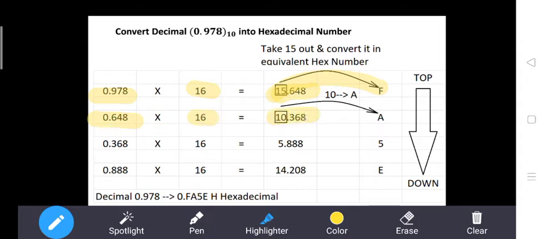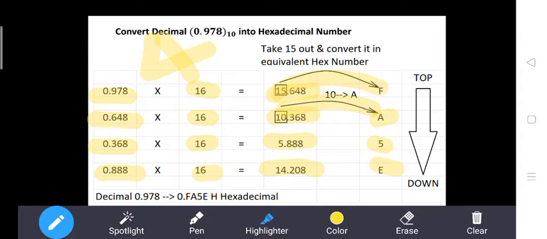Answer is 10.368. I take 10 out, but 10 is equivalent to A in the hexadecimal number system. I take the remaining part 0.368 multiplied by 16. My answer is 5.888. I take 5 out, remaining part 0.888 multiplied by 16. My answer is 14.208. I take 14 out, but in hex 14 is equivalent to E. I can repeat this procedure for infinite time, but I will repeat it for only 4 iterations. So my 4 iterations are over.